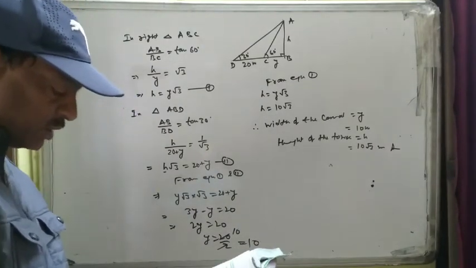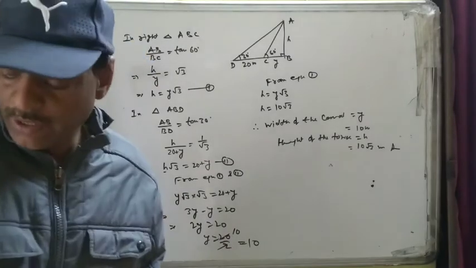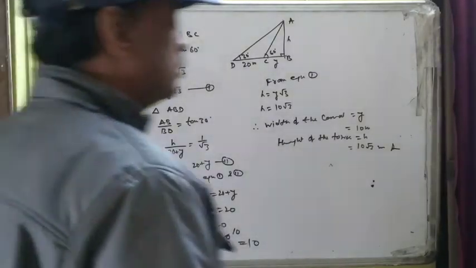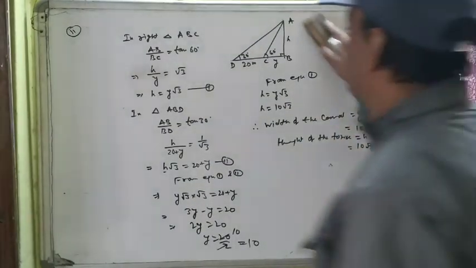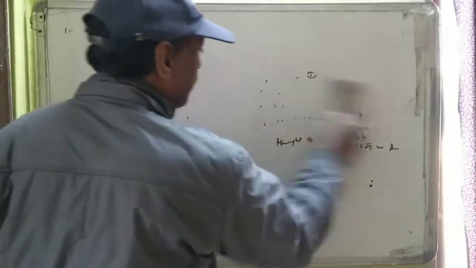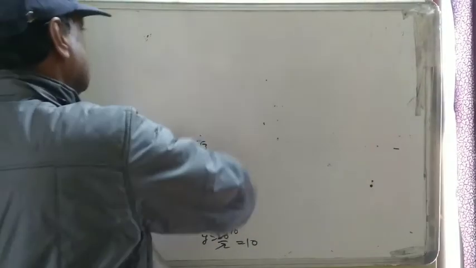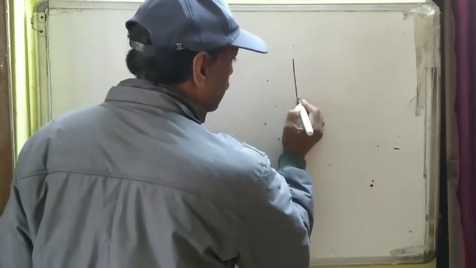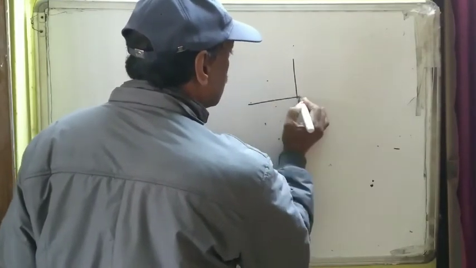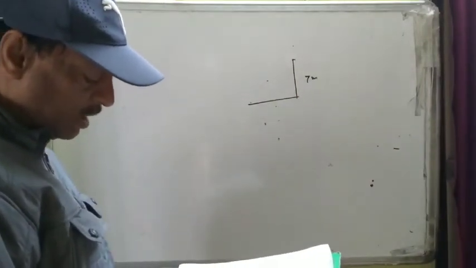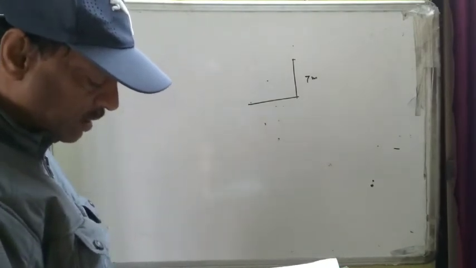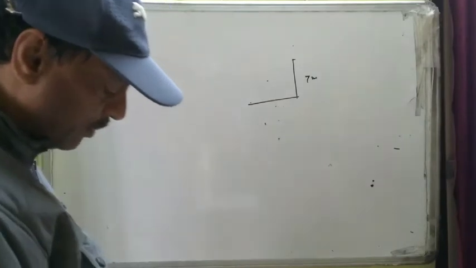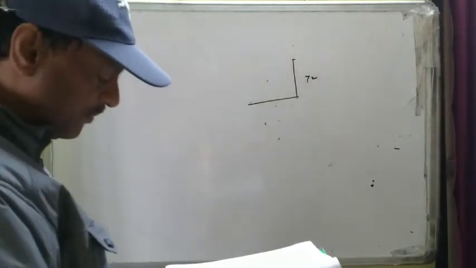Question number 12 is: from the top of a 7-meter high building. A building is there which is 7 meters high. So let us draw a building of height 7 meters. The building is 7 meters high. So this is the building which is 7 meters in height. This is the ground. After this, the question says the angle of elevation of the top of a cable tower is 60 degrees, and a cable tower is also there.